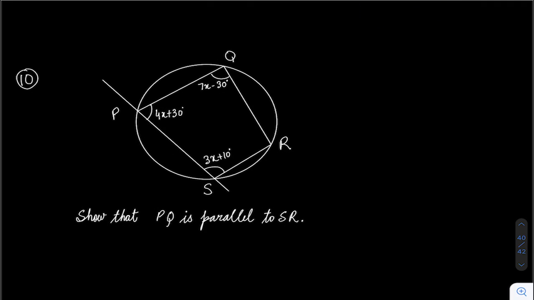Okay, let's move on to the last question. We have a cyclic quadrilateral PQRS, as we can see. Three angles are given in terms of X. Show that PQ is parallel to SR.